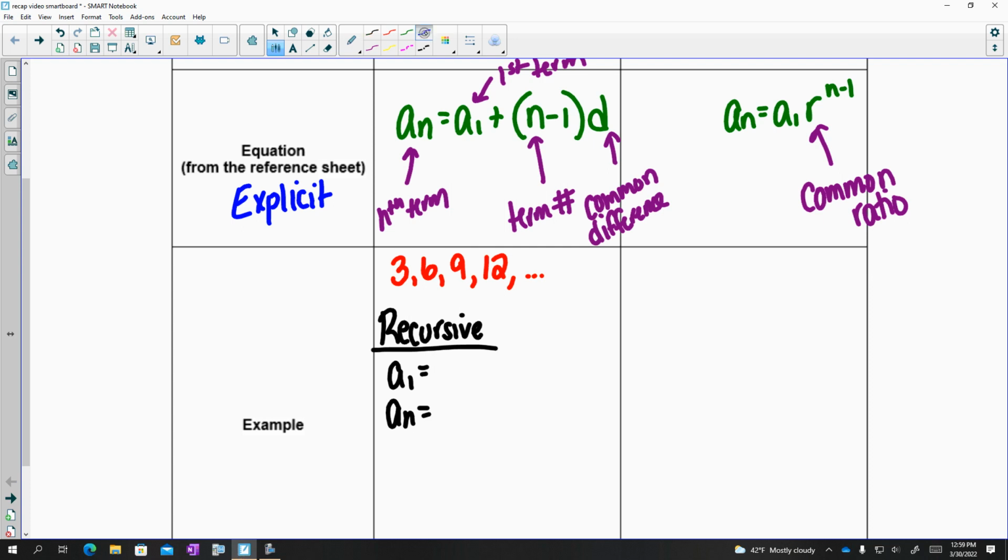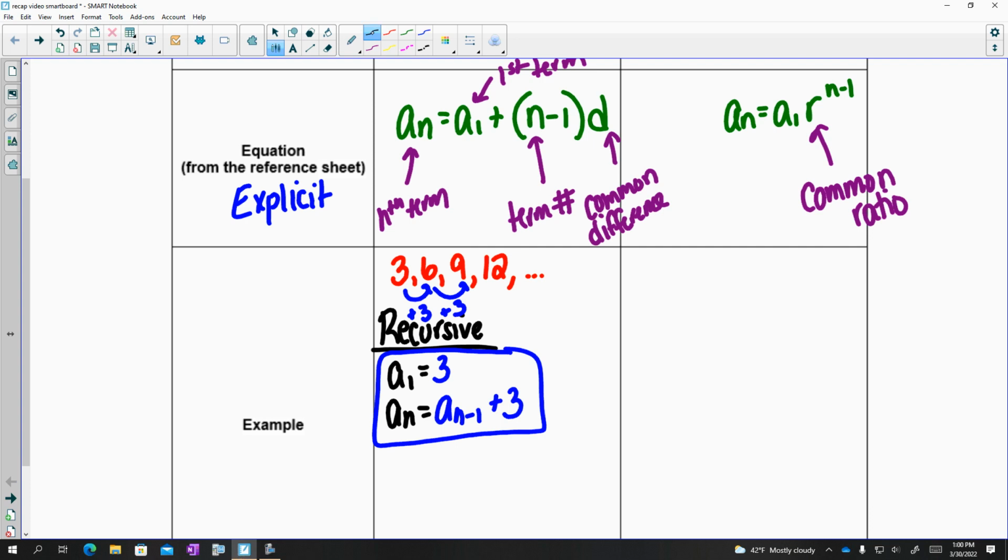So here, my first term is 3. That's easy to identify. And each time I'm adding 3. So my recursive formula would be a sub n minus 1 plus 3. And both of these pieces are needed for my recursive formula.